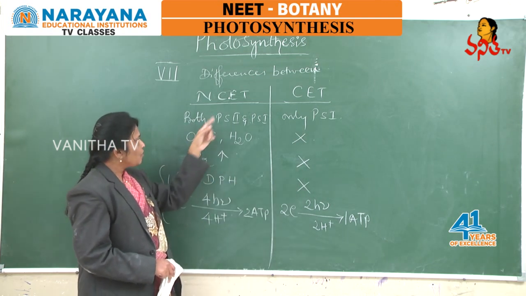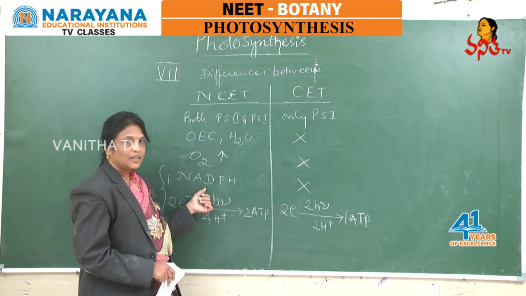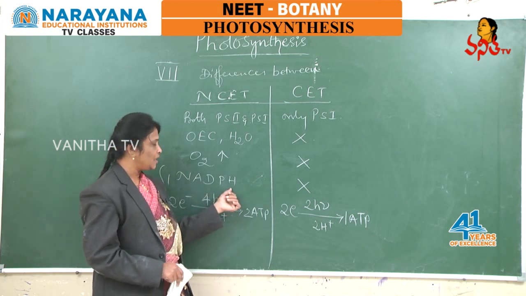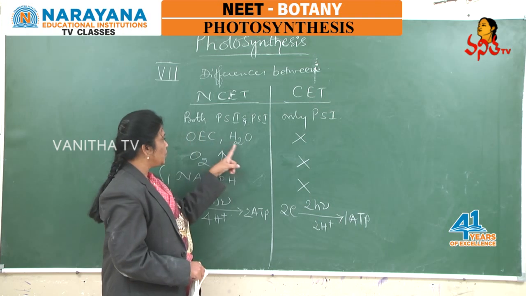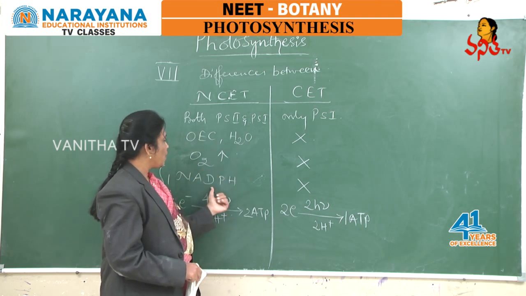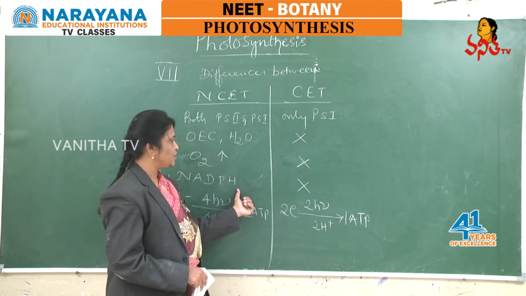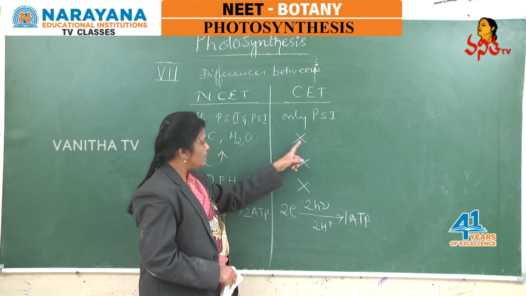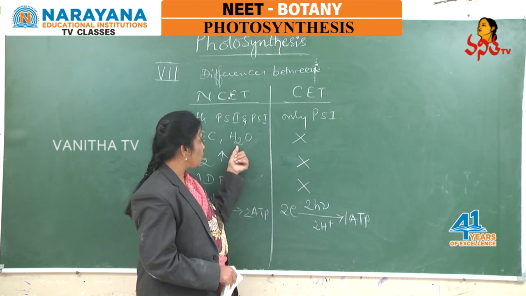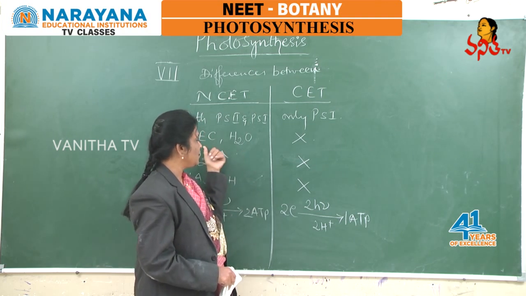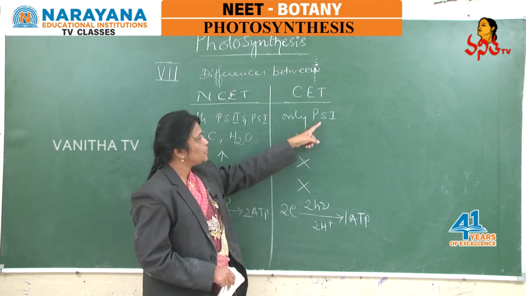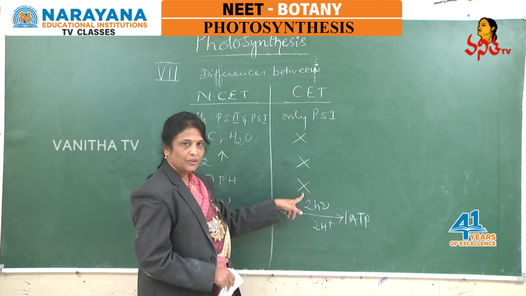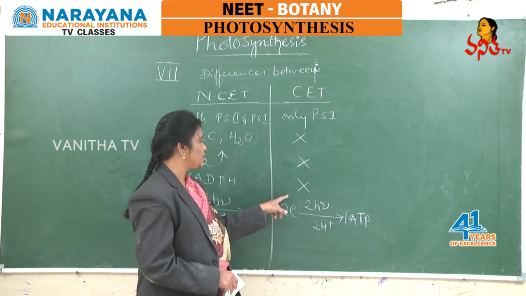And during non-cyclic electron transport, finally the electrons are received by NADP plus, which is reduced to NADPH. For one water molecule that undergoes photolysis, one NADPH molecule is formed, and that is the reducing power synthesized. But during CET, there is no involvement of water, no OEC, and moreover the electrons go back to PS1, that is the P700 pigment, and so there is no NADPH formation.